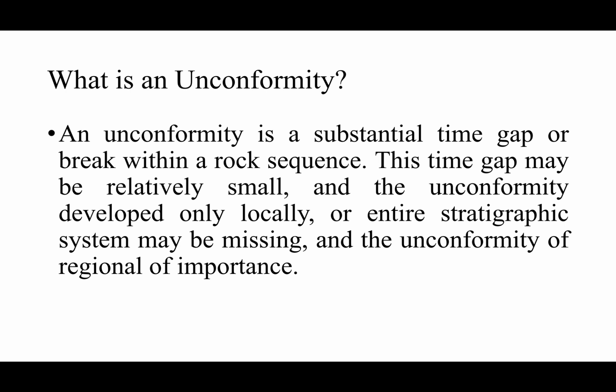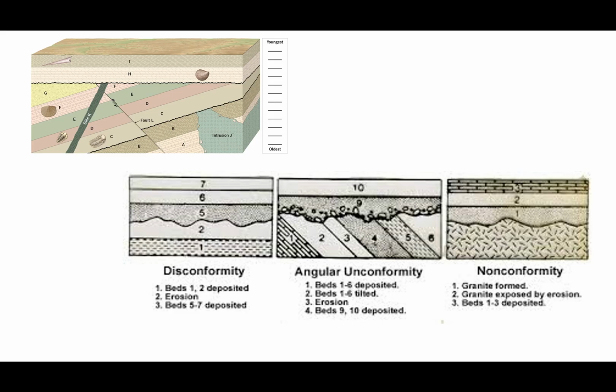sequence. This time gap may be relatively small or relatively large, and an unconformity may be regional or local. The terms regional and local are related to scale. Regional means on a large scale and local means on a small scale. So we have three types of unconformities: disconformity, angular unconformity, and non-conformity.